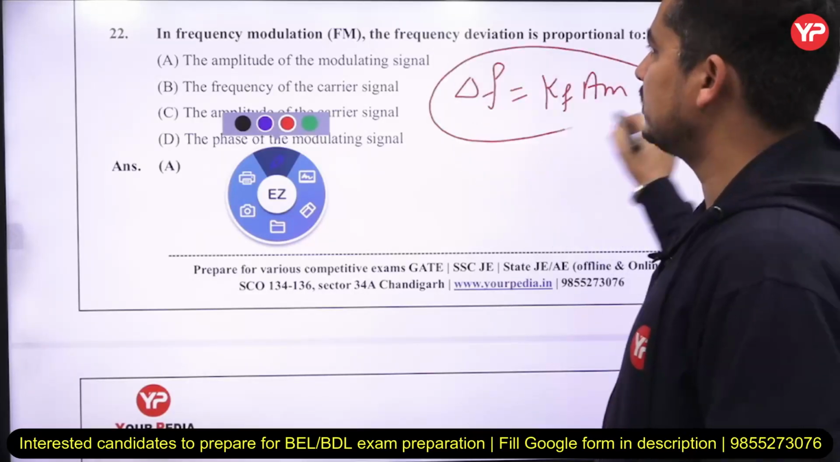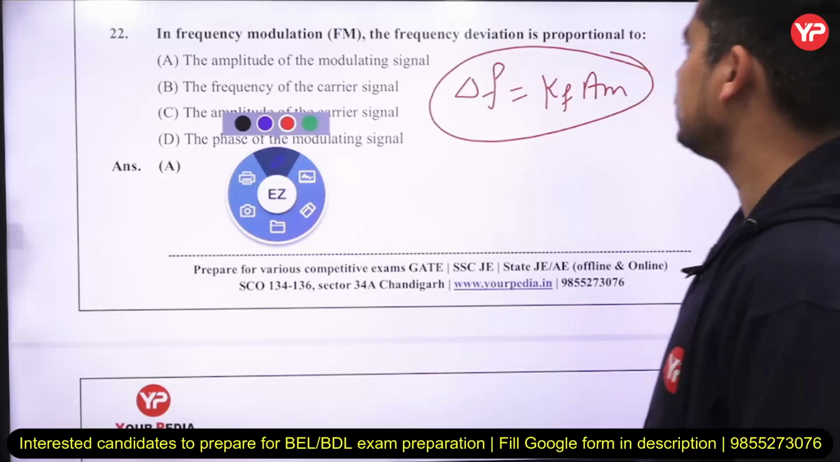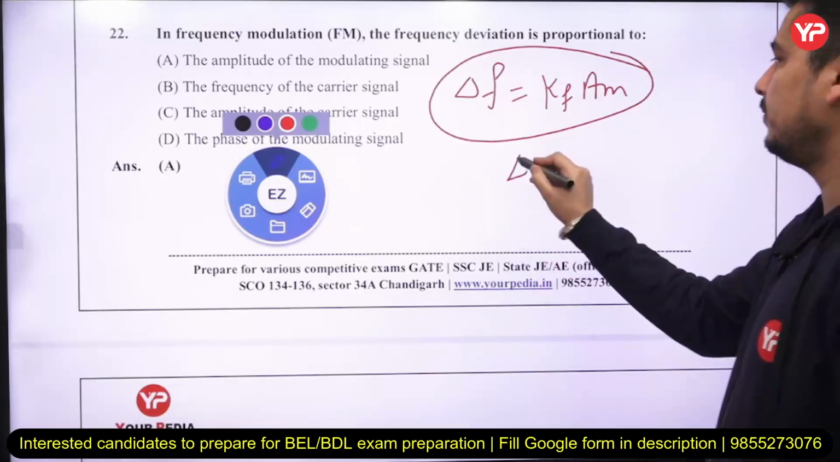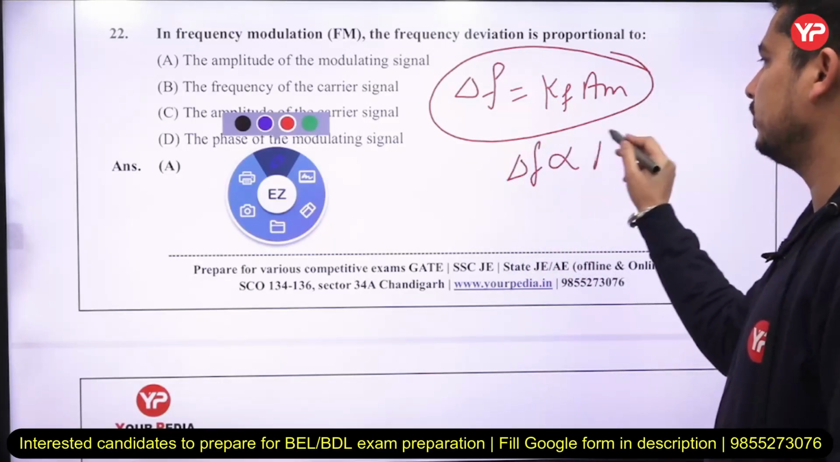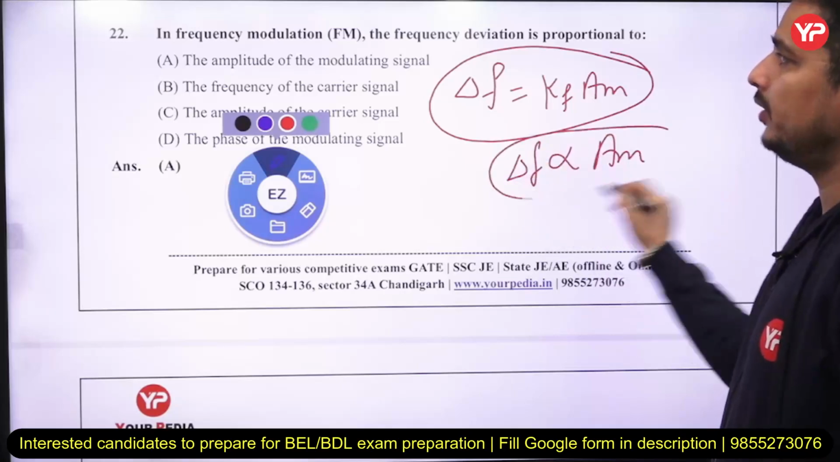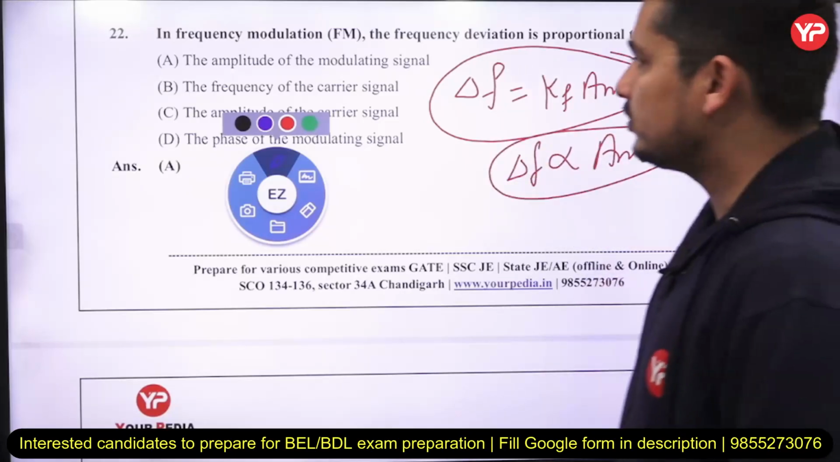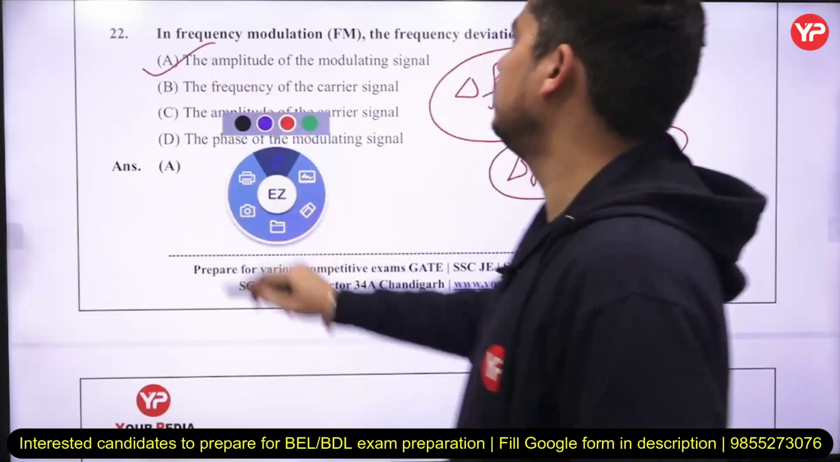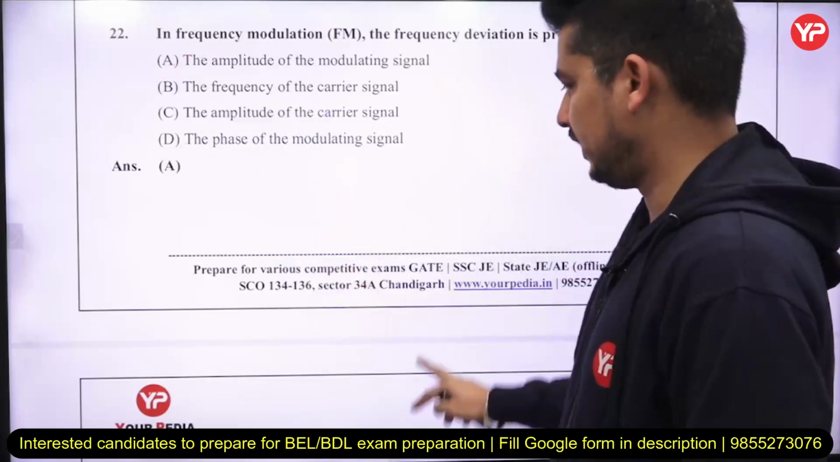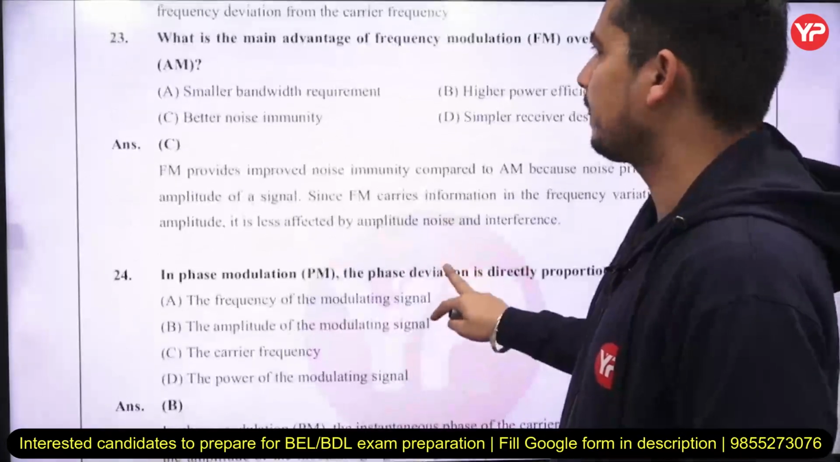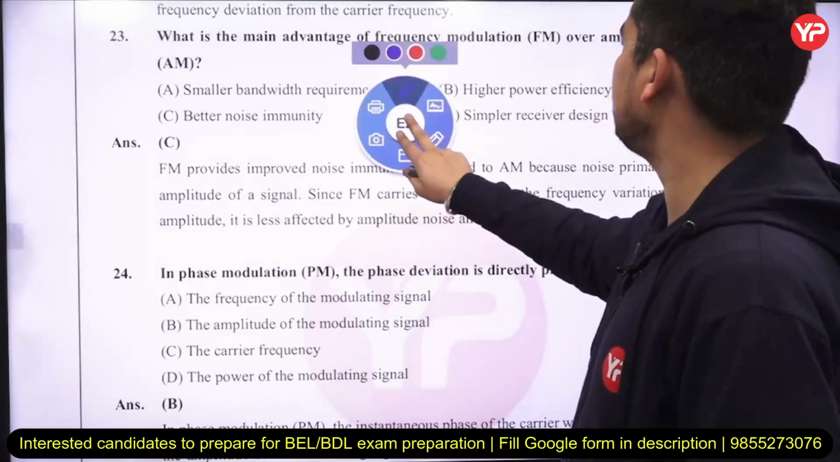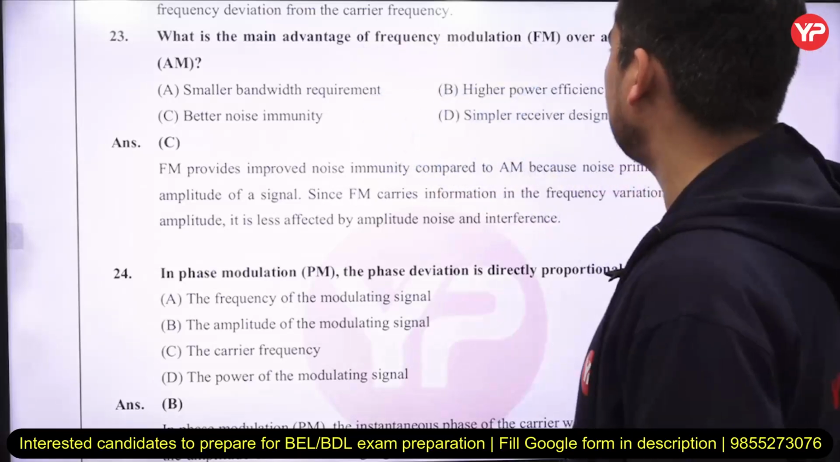So it means the maximum frequency deviation, delta F, is directly proportional to the message signal amplitude. So what will be the answer? Amplitude of modulating signal.